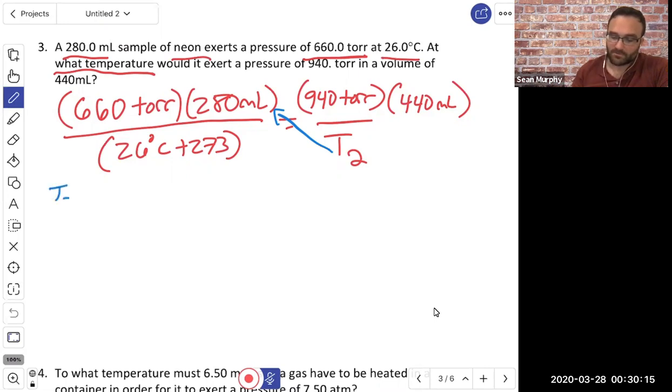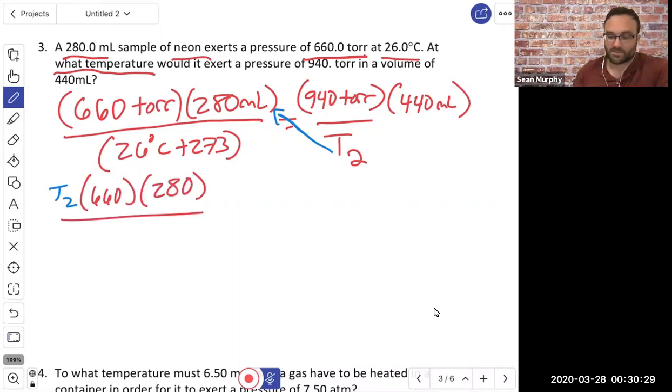Let me show every step. So I have 26 plus 273. What's 6 plus 3? 9. So 2 plus 7, 9. And then we have a 2, it's 299 Kelvin. And then remember, we have the 940 over here and the 440.